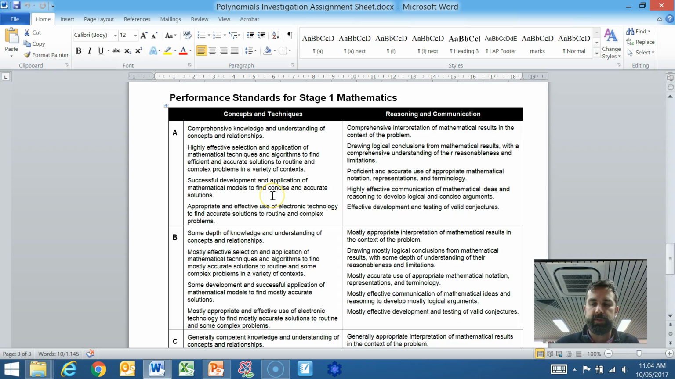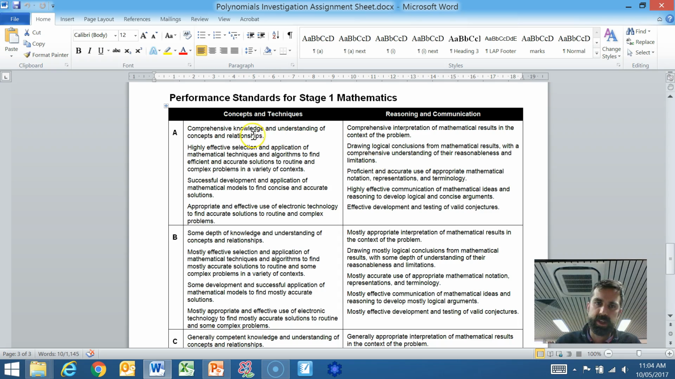Now the 4 on the left are about your actual mathematics and whether your mathematics is correct and whether you've done that well, and we'll explain what that means. And then the right-hand side is all about your reasoning and communication. So that's about how you have demonstrated your thinking and how you've communicated your results.